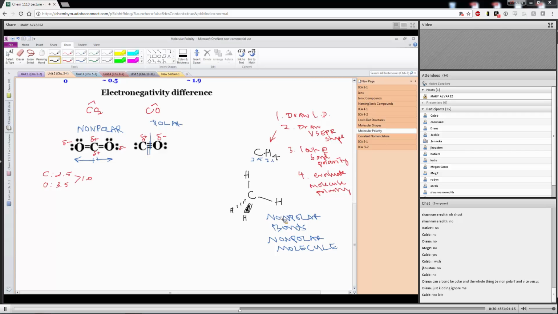Okay, next, let's do NH3. So first I draw the Lewis dot structure, and from there I draw the VSEPR shape, and then I'm just going to skip a step here and give you guys the VSEPR shape and have you tell me. Okay, look at bond polarity. Is the nitrogen-hydrogen bond polar? And why?